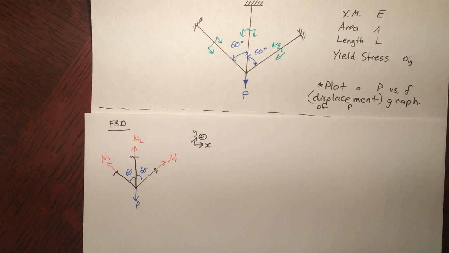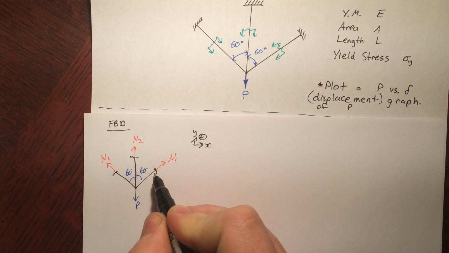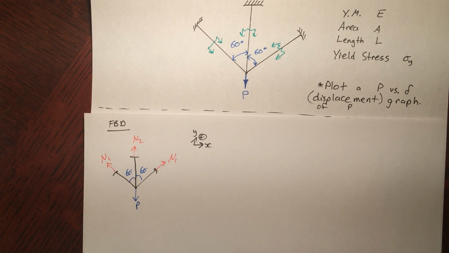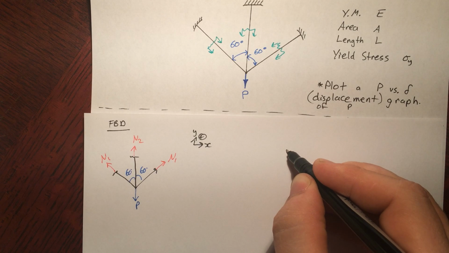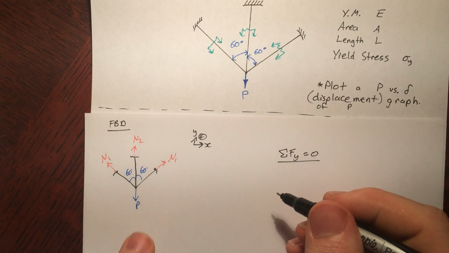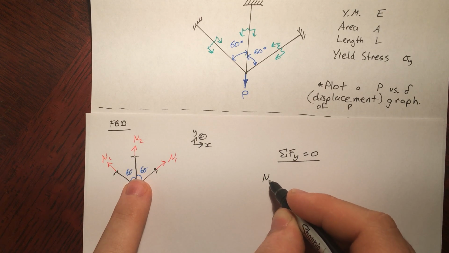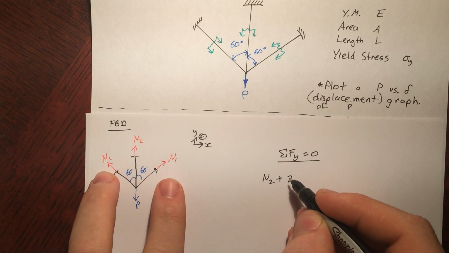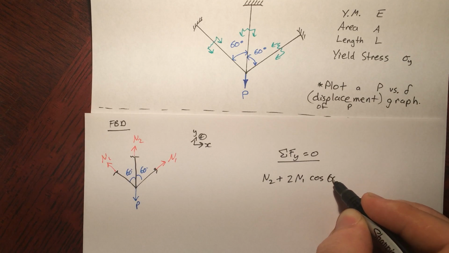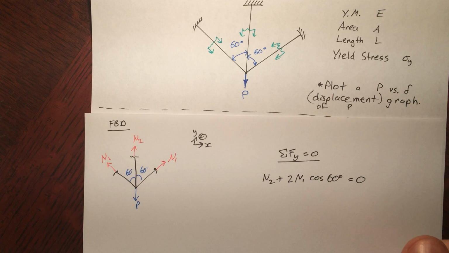In this case we'll do it in the y direction. We didn't prove that N1 and N2 are equal to each other, but since the angles are the same, we can just do that. The sum of the forces in the y to be 0. N2 plus 2, because we have two normal forces, 2N1 times the cosine of 60 degrees equals 0.